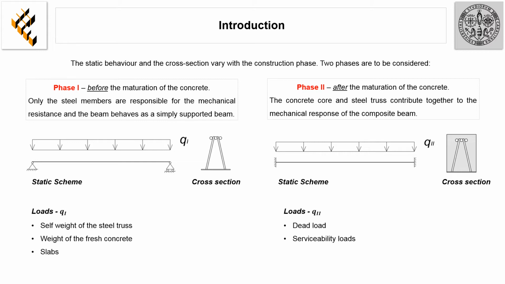During this phase, the static scheme is the one in the picture, with the beam fixed at both ends. The loads during phase 1 are the self-weight of the steel truss, the weight of the fresh concrete, and the weight of the slabs. During phase 2, we have the dead load and the serviceability loads.